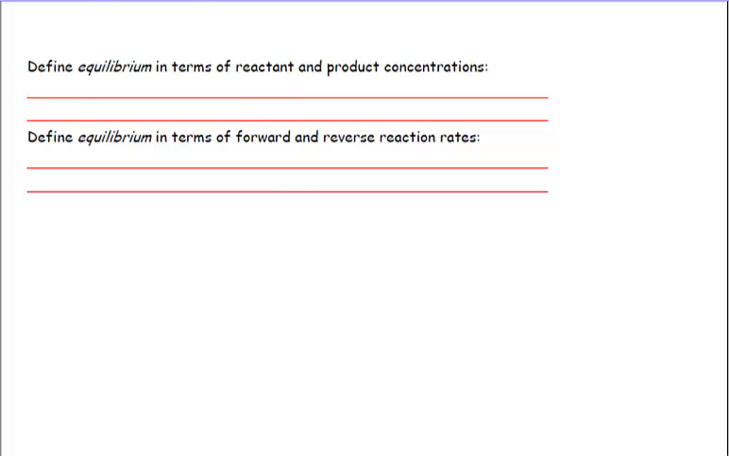So what I want you to do right now is answer these two questions: define equilibrium in terms of reactant and product concentrations based on what I just told you, and then define equilibrium in terms of forward and reverse reaction rates. Okay, so let's go into types of equilibrium. You will have answers from me in class.